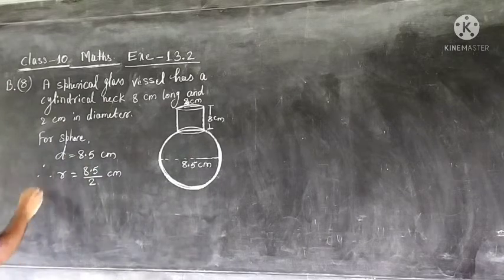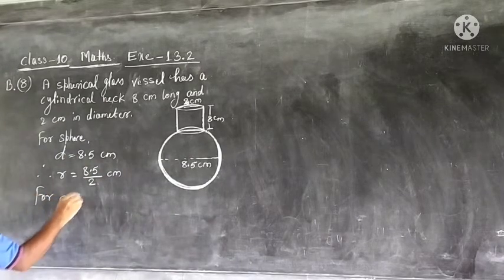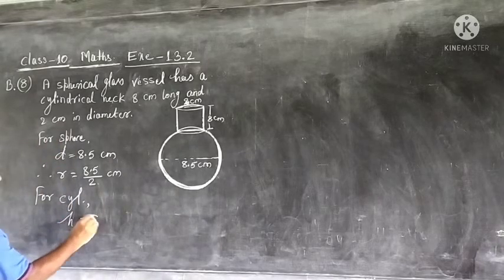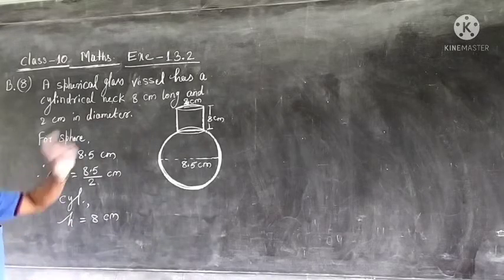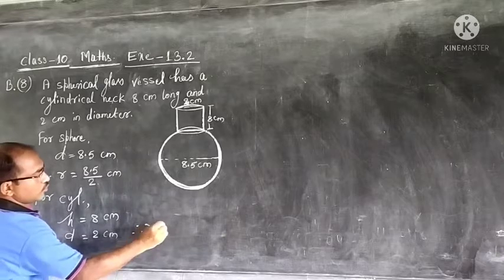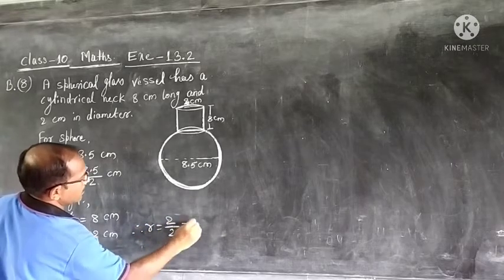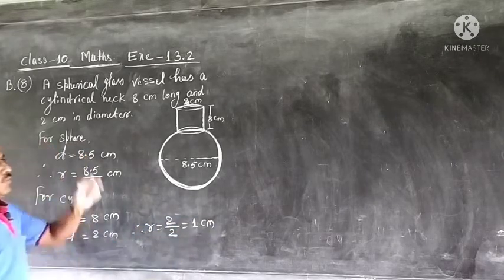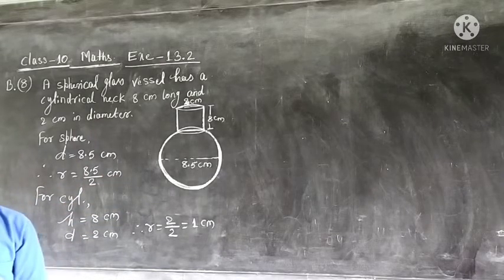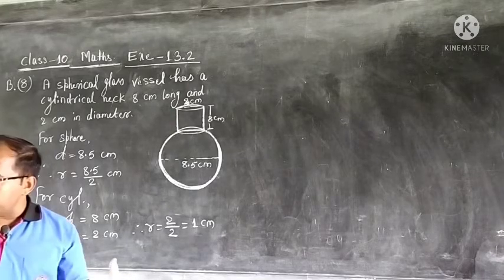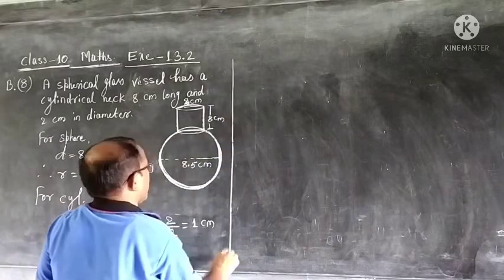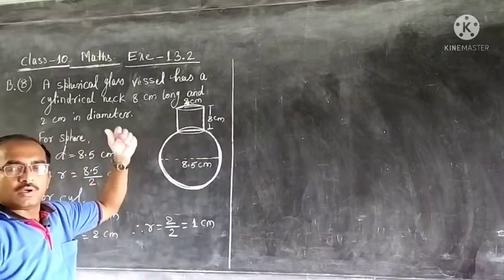For the cylindrical part, just write here for cylinder, the height is 8, and the diameter is 2, therefore the radius will be 2 by 2, half, that is 1. And then we are going to calculate the volume. By measuring the amount of water it holds, a child finds its volume to be 345 centimeter cube. So, we will go for the volume of water or volume of vessel.